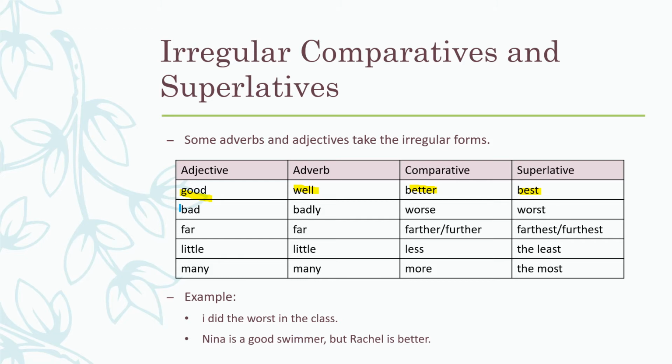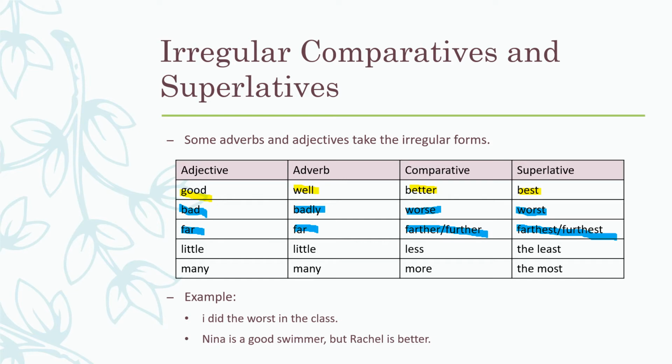Now the next one is bad. Bad is an adjective. For adverb, it is badly. He did badly in the test. For comparative and superlative form, it's worse and worst. Now the next one is far, for adjective, and also for adverb. Comparative form is farther or further, and the superlative form is farthest and furthest.